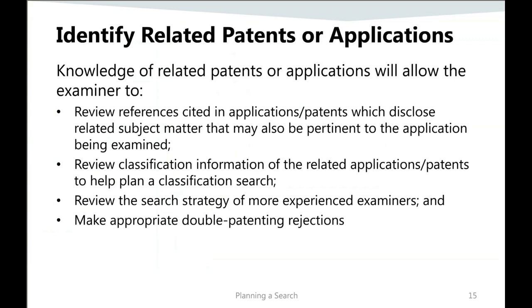Often the applications being examined will be improvements upon or otherwise related to earlier work by the same inventors or applicants. Therefore, it is likely that references cited in the examination process of the preceding invention will be pertinent to the application under review. Further, the classification and search strategy applied in the related applications may also provide useful insight. Additionally, since the application under examination is likely similar to the preceding application, there may be issues of double patenting between the applications.